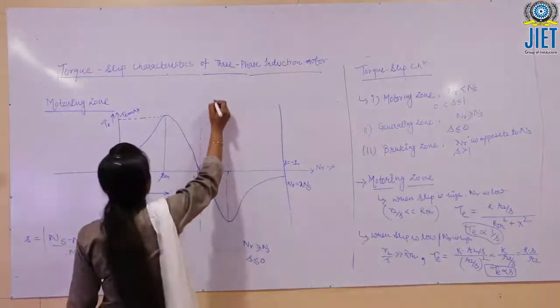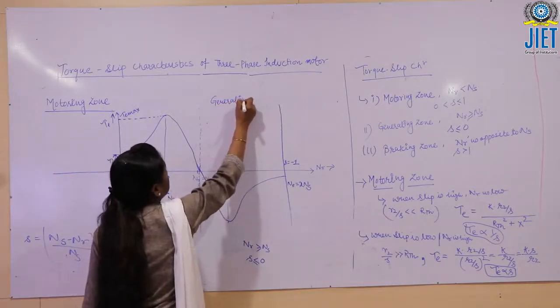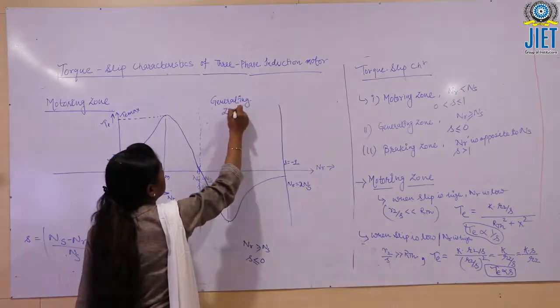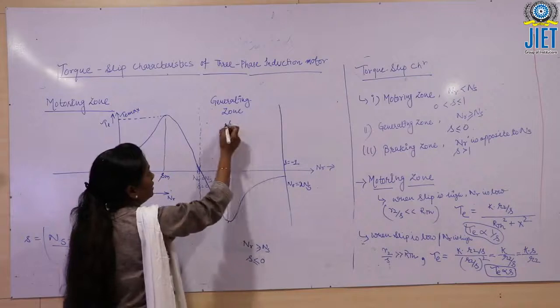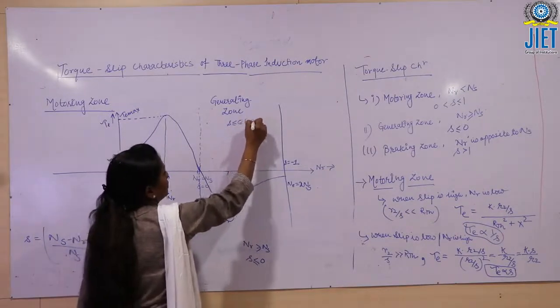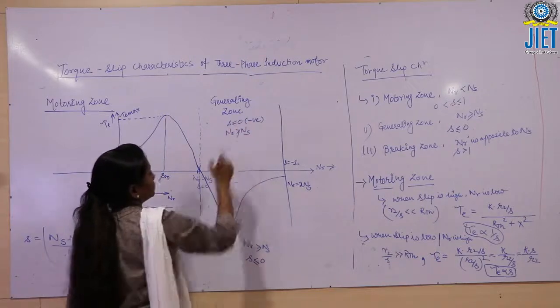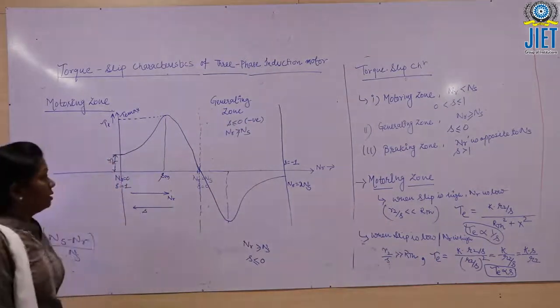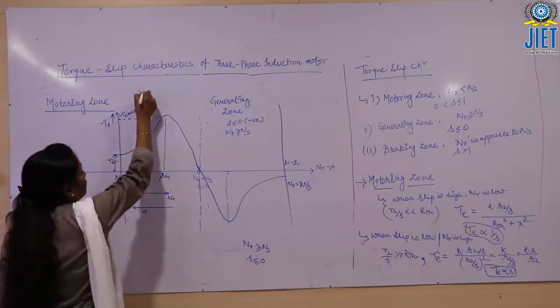And this is called the generating zone, where the slip is again between 0 and 1, but it is less than 0 or negative, and the speed is more than synchronous speed. The third part of the characteristic, this is motoring zone, I have already mentioned.